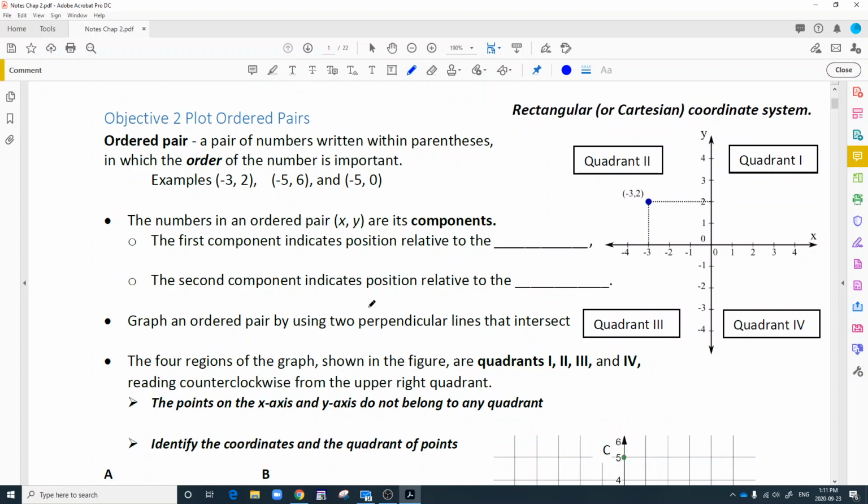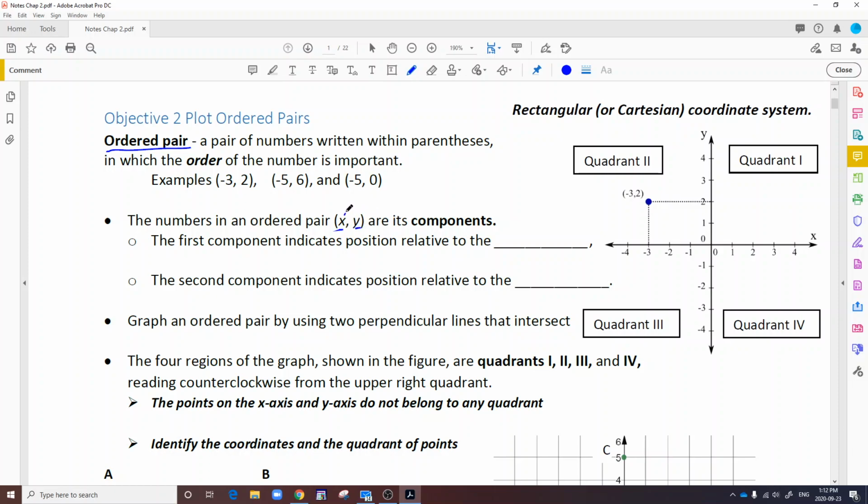There's lots of real world examples of graphs, but before we can really talk in more detail about that real world example, we need to talk about details. So the first thing is that when you plot points, we plot them as ordered pairs. They're called ordered pairs because they're pairs of numbers where order matters. So this is a list of ordered pairs: (-3, 2), (-5, 6), and (-5, 0). And the important thing is that the numbers in an ordered pair are x and then y.